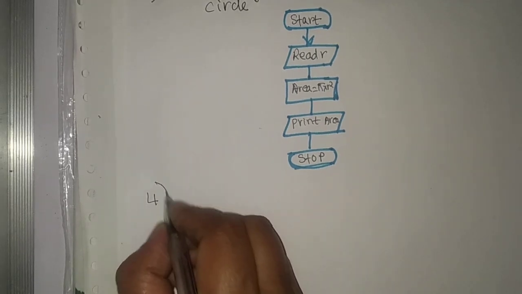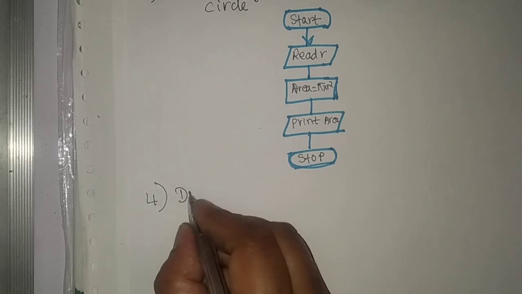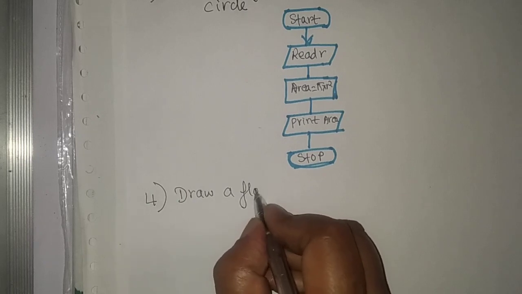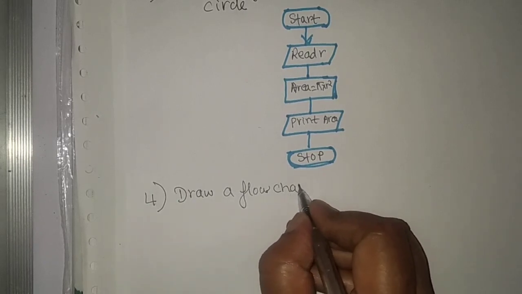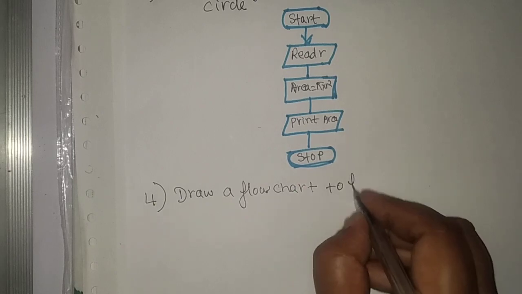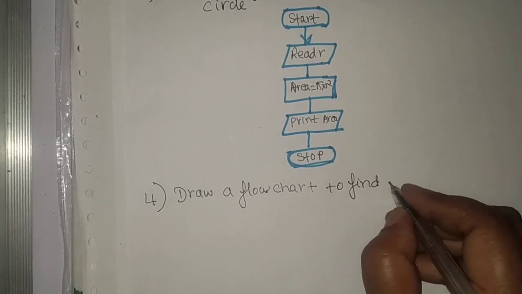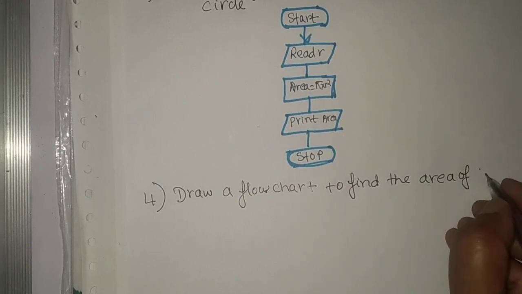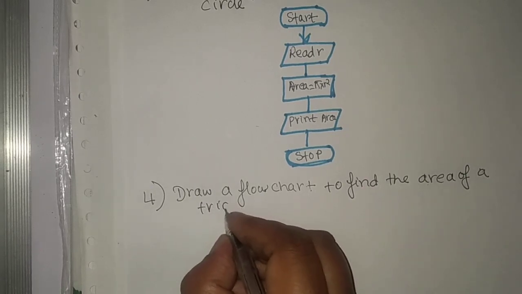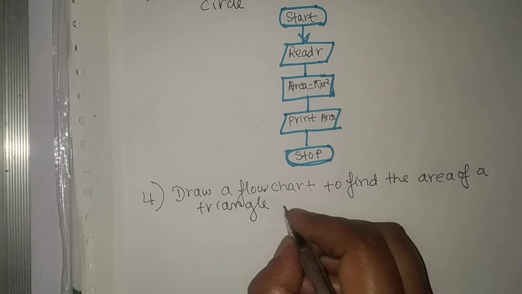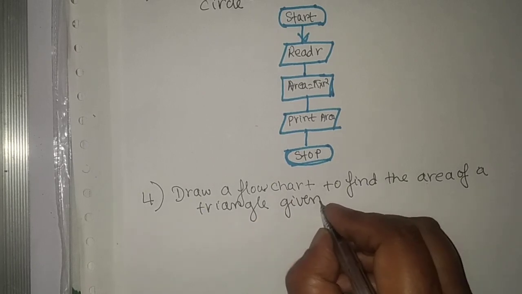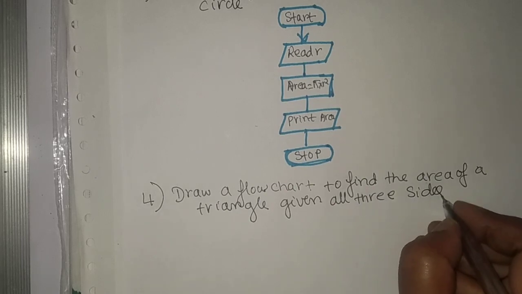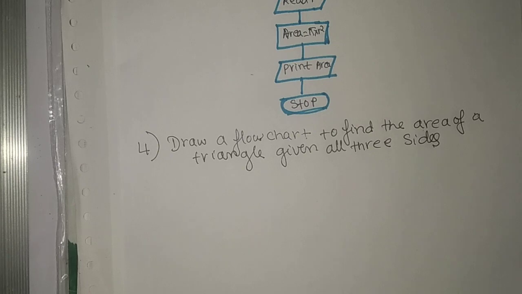Now next, the fourth one. Draw a flowchart to find the area of the triangle, the area of a triangle given all three sides. Three sides.